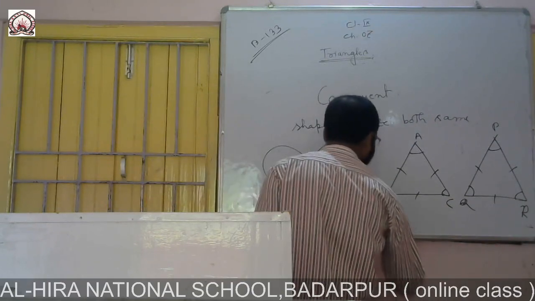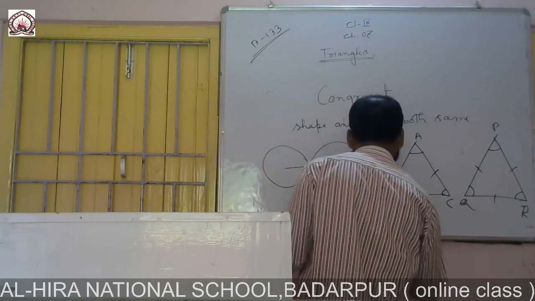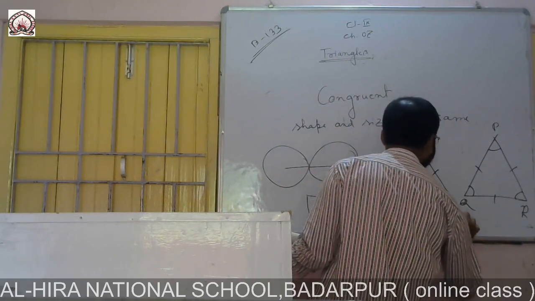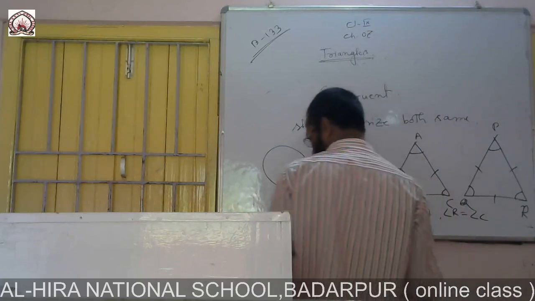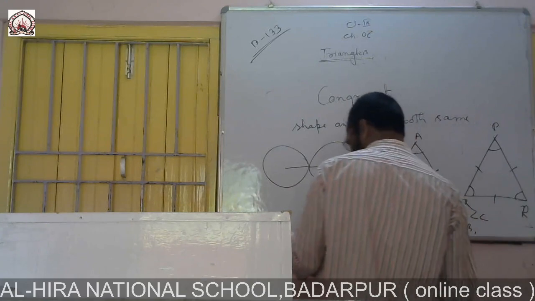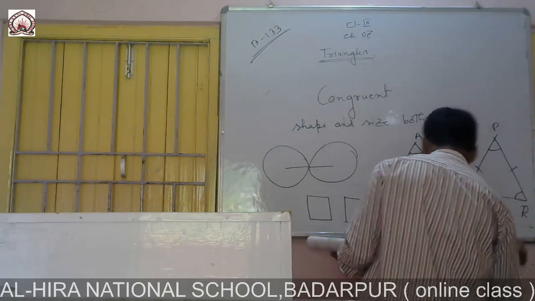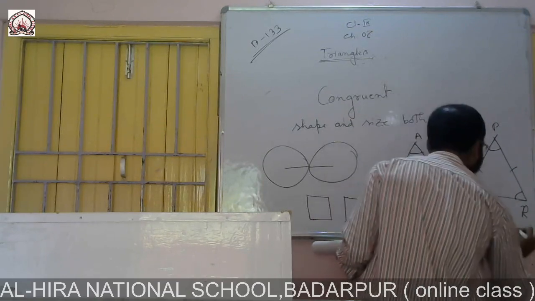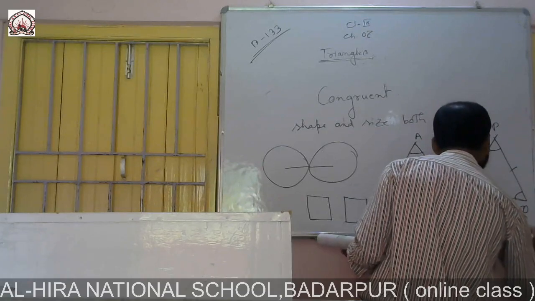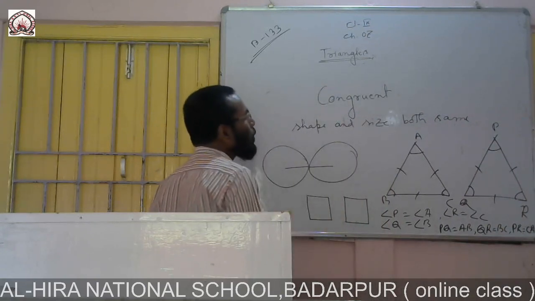Suppose angle P is equal to angle A, angle Q is equal to angle B, angle R is equal to angle C, and PQ is equal to AB, QR is equal to BC, and PR is equal to CA. So then we can say these two triangles are congruent triangles.